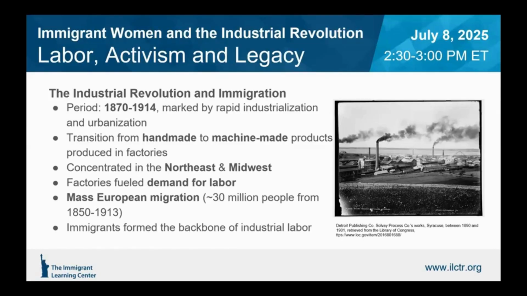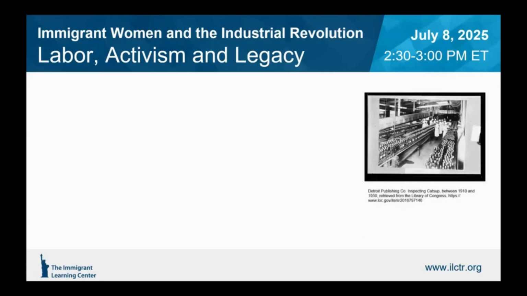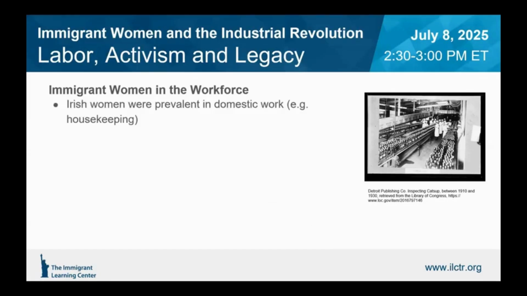And in fact, by 1920, immigrants and their children made up over half of all factory workers in the United States. So while more men immigrated to the US during this time than women, immigrant women were a really important source of labor. Having women working was a major change in what Americans perceived as traditional family life and domestic labor. So what type of work did immigrant women do?